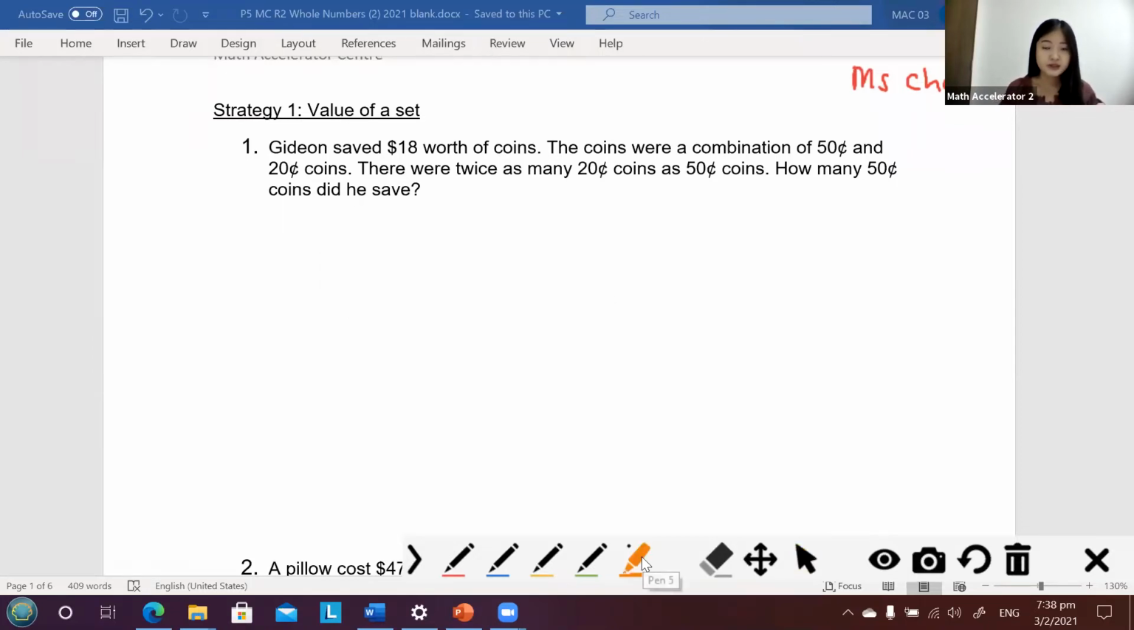Right, so let's read the question. Gideon saved $18 worth of coins. The coins were a combination of 50-cent and 20-cent coins. There were twice as many 20-cent coins as 50-cent coins. How many 50-cent coins did he save?